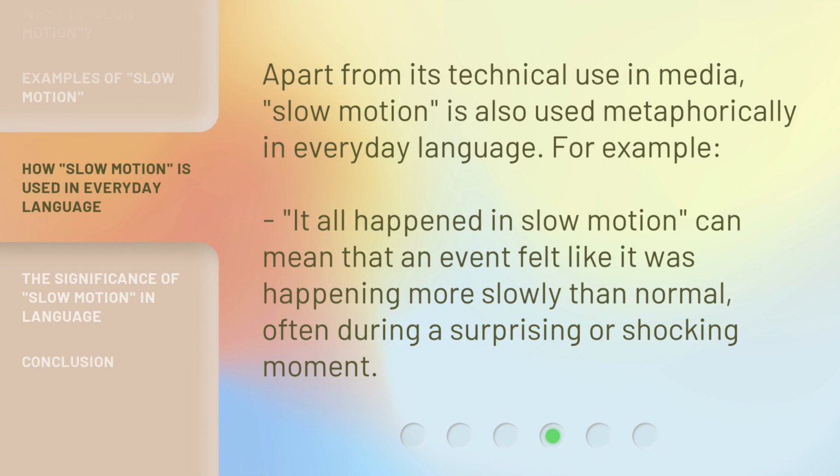Apart from its technical use in media, slow motion is also used metaphorically in everyday language. For example, "It all happened in slow motion" can mean that an event felt like it was happening more slowly than normal, often during a surprising or shocking moment.